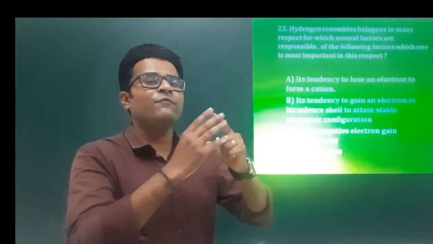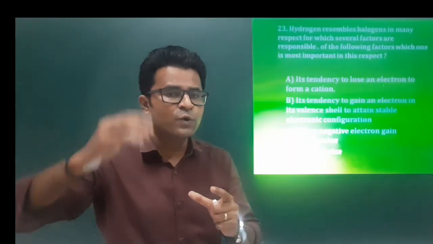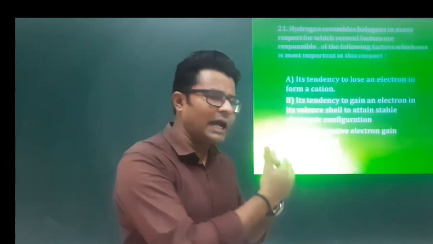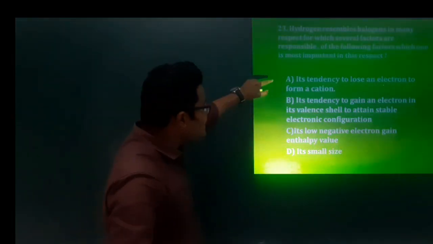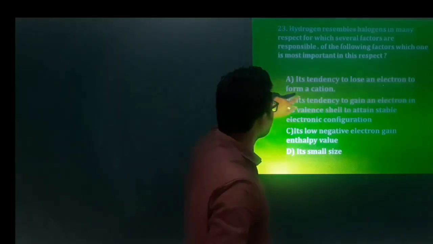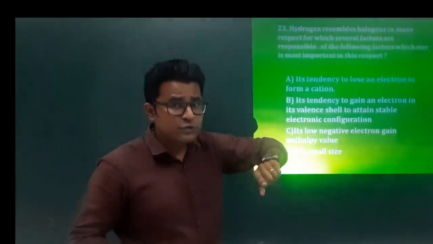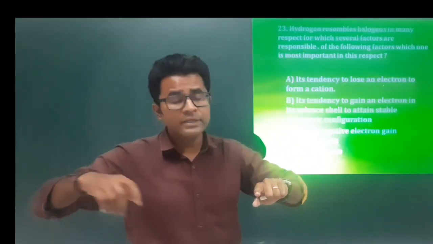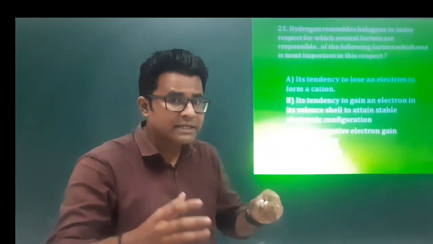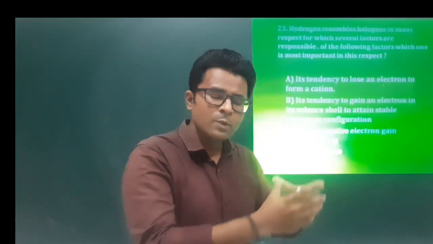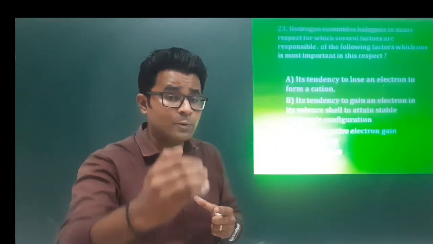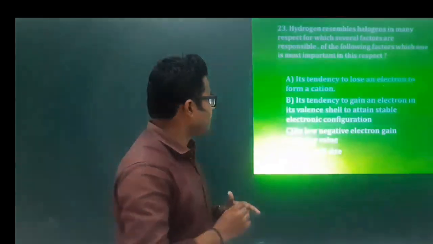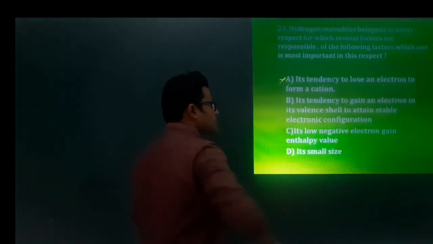But there is only one particular property which will show an immediate relation between hydrogen and the halogens. If we observe its tendency to lose an electron to form a cation, hydrogen can easily lose an electron, but it's not the same with halogens. Halogens cannot easily lose electrons. So A is not correct.